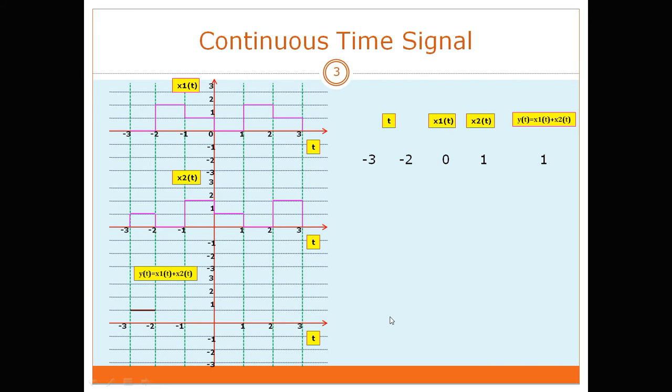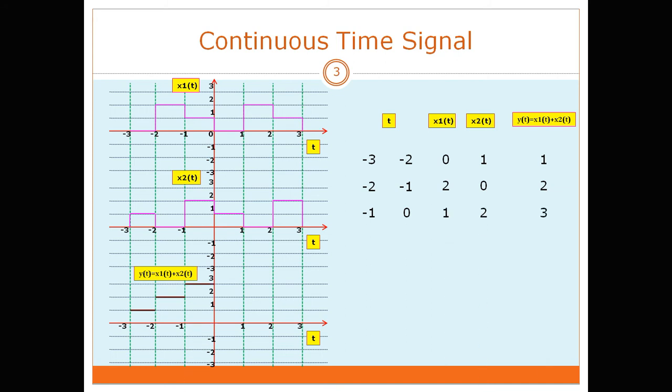Similarly from -2 to -1 the value of x1 of t is 2 and the value of x2 of t is 0. So the sum of these two will be 2, and it will be shown here in the graph. You can see this. Similarly from -1 to 0 the value of x1 of t is 1 and x2 of t is 2, so the final value will be 2 plus 1, which is 3.